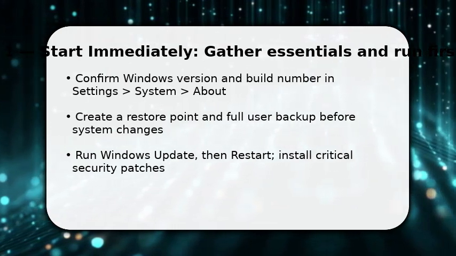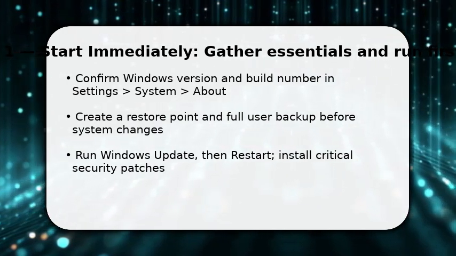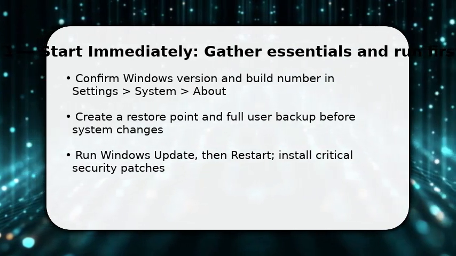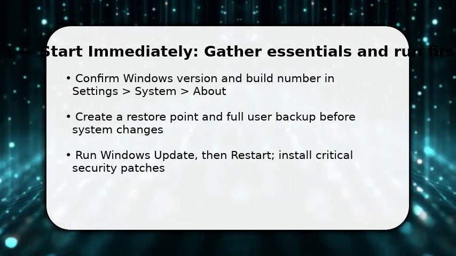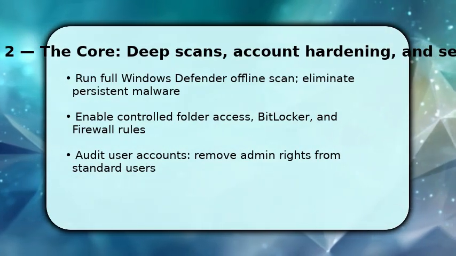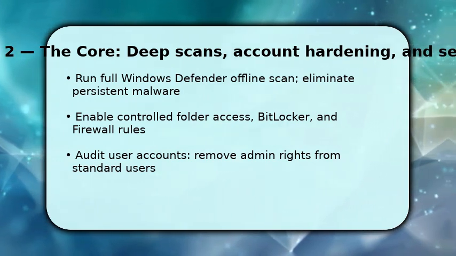If updates fail, jot the error code. You'll use it for targeted troubleshooting in the next phase. Next, run a full Windows Defender offline scan to catch stubborn malware that hides during normal operation. While that scans, harden accounts. Remove admin rights from daily users and enable Windows Hello or a strong PIN.